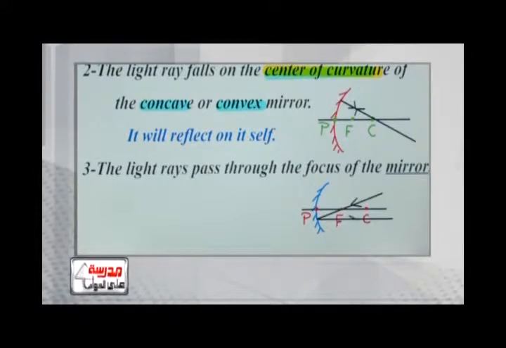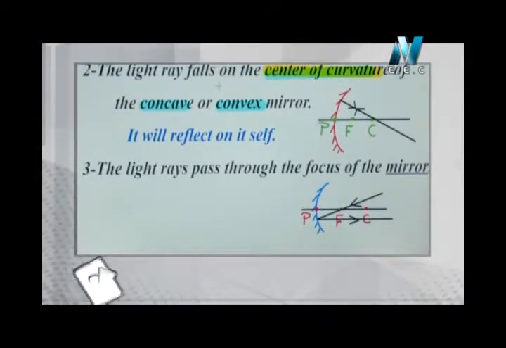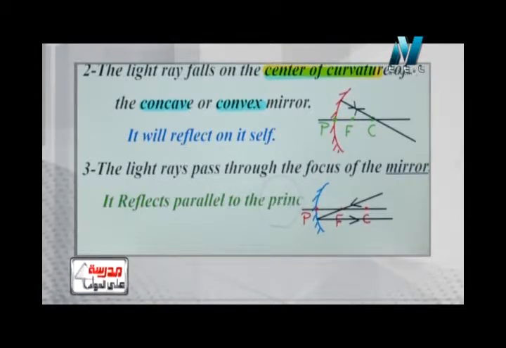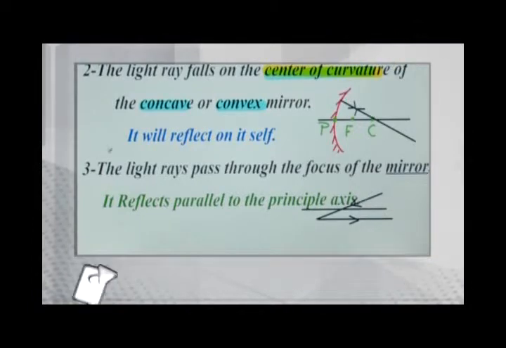Pay attention: if the light ray falls through the focus of the mirror, especially the spherical mirror, it will reflect parallel to the principal axis. As we have another example: if the light ray falls parallel to the principal axis, it will reflect through the focus. So here we have to answer: it reflects parallel to the principal axis.